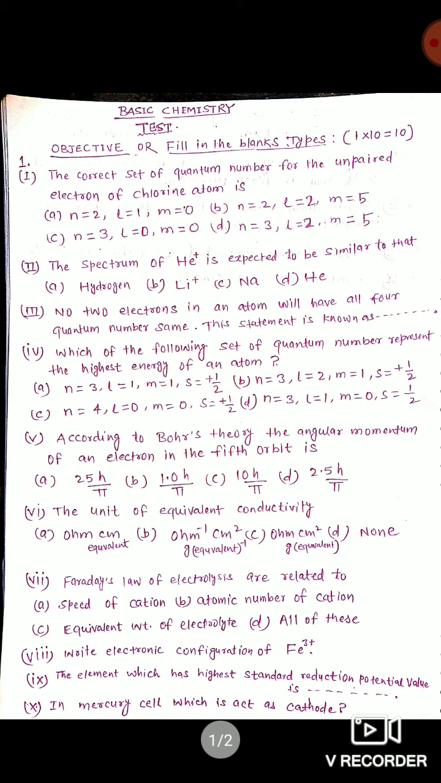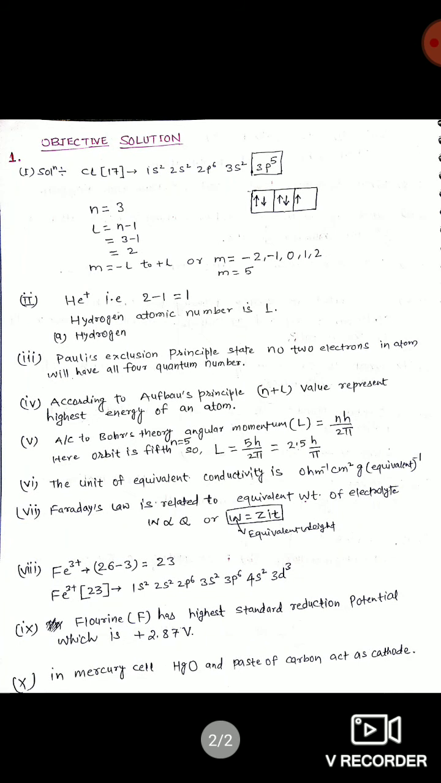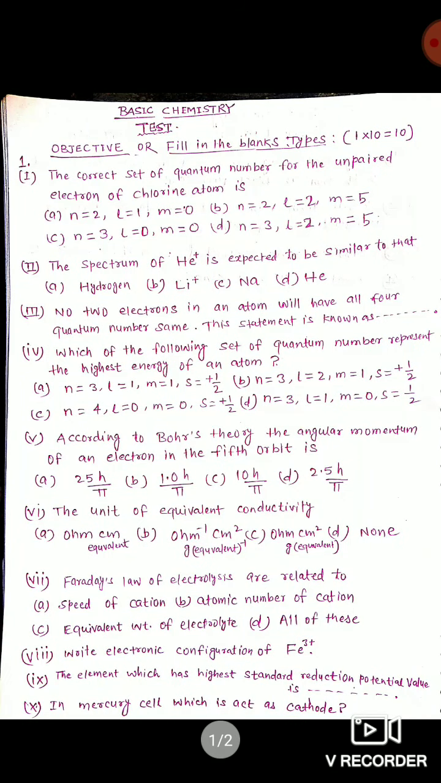Question number 3. No two electrons in an atom will have all 4 quantum numbers same. This statement is known as. So we know that according to Pauli's exclusion principle, no two electrons in an atom will have all 4 quantum numbers the same. So the correct answer is Pauli exclusion principle.